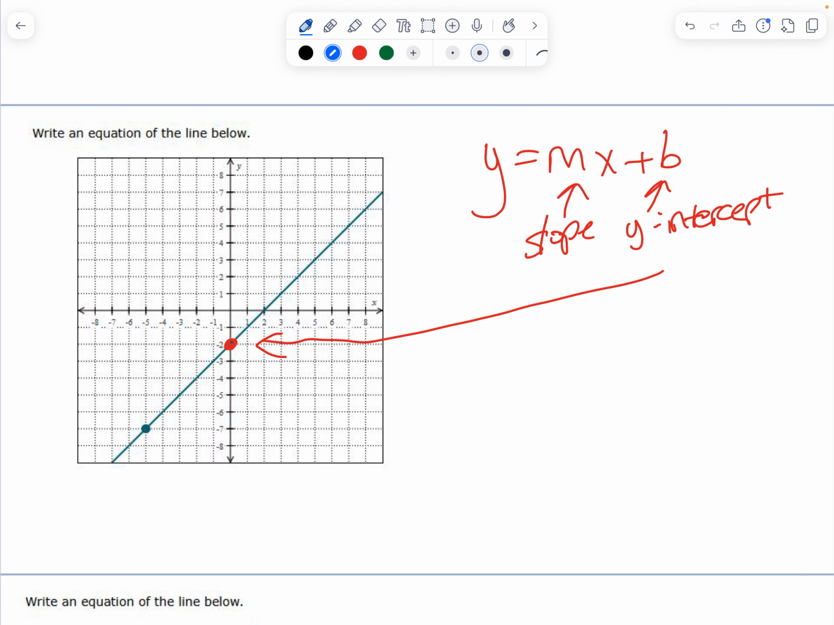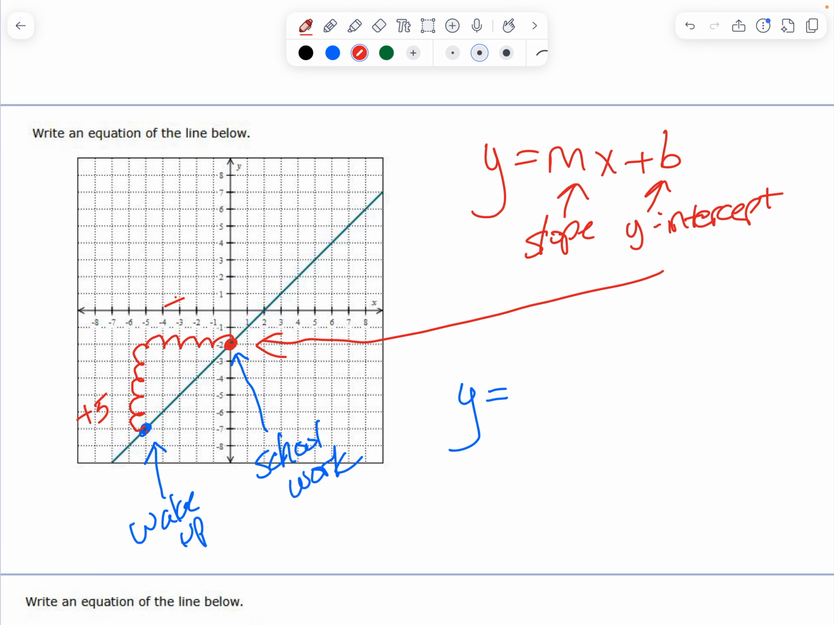Okay, so in previous videos when we were working through slope, I always instructed you to start at the lowest point right here. Pretend that's where you wake up, and this is maybe where you go to school or work or wherever you go during the day. So you're going to start here at the wake up point. So you're going to rise 1, 2, 3, 4, 5. So you went up 5, and then you're going to run 1, 2, 3, 4, 5, plus 5.